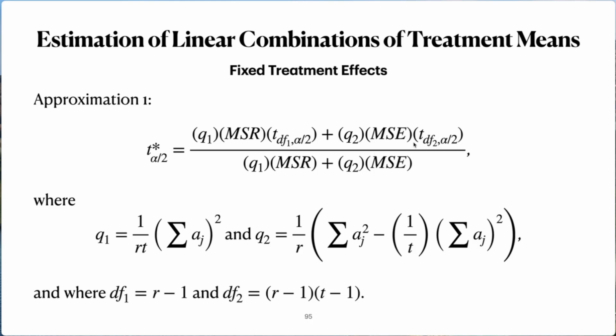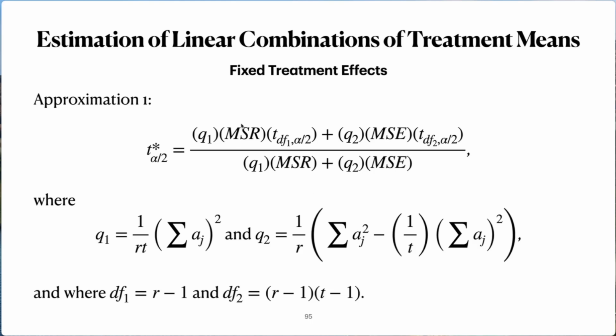And then we also have the upper alpha over 2 percentage point of the t-distribution with degrees of freedom equal to r minus 1 times t minus 1. This degrees of freedom, what I'm calling df2, the second degrees of freedom in this formula, is the number of degrees of freedom associated with the MSE. Over here, this t-value has df1 degrees of freedom, where df1 is equal to r minus 1. That is the number of degrees of freedom associated with blocks. What we're calculating here is a weighted average of those two t-values.